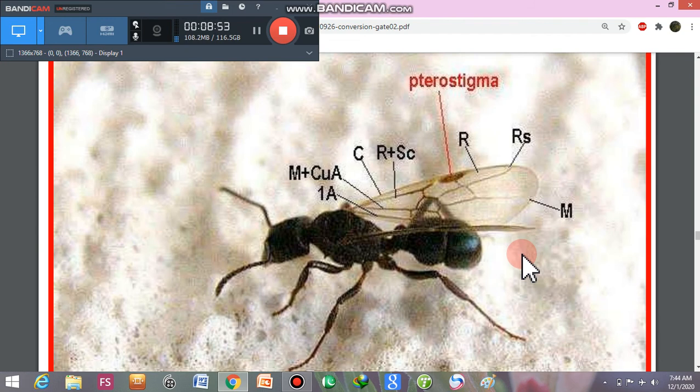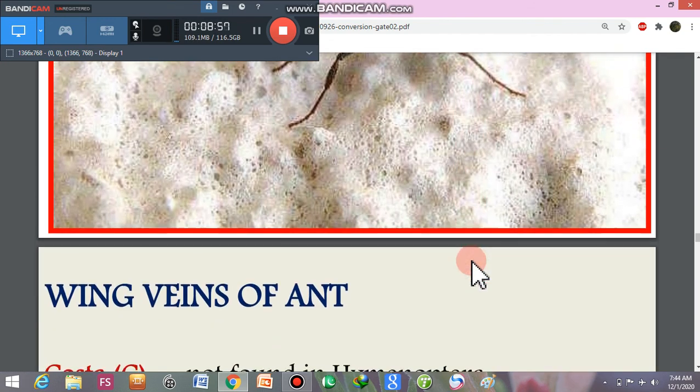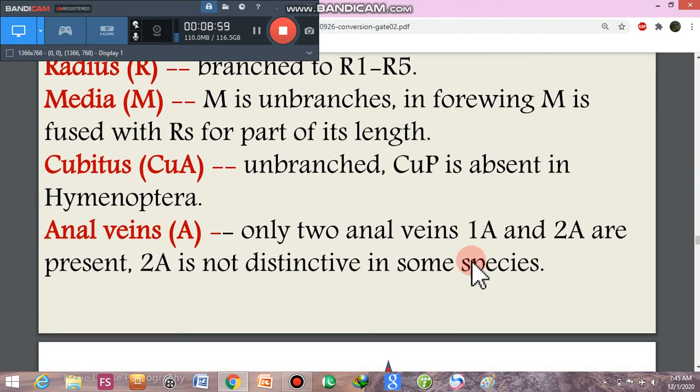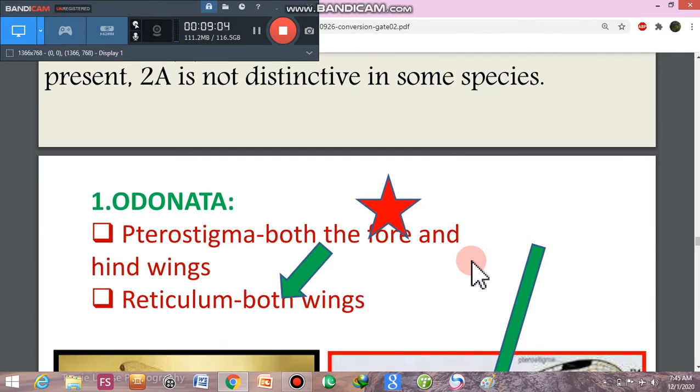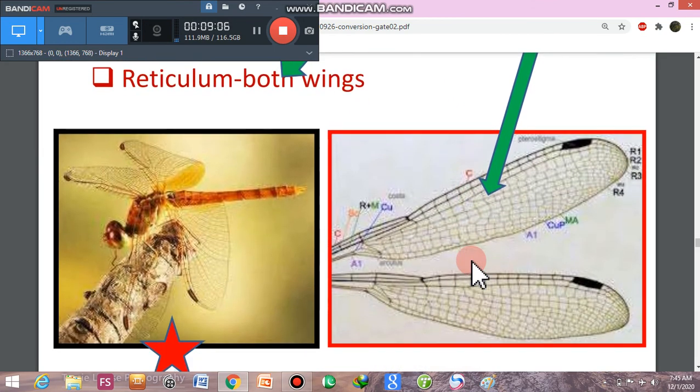This is the wing venation of the ant. This is the description of the wing venation of the ant. Here you can see wing venation in Odonata.